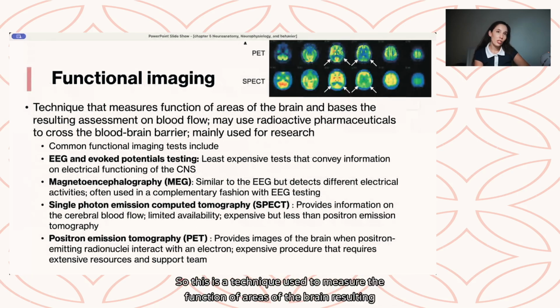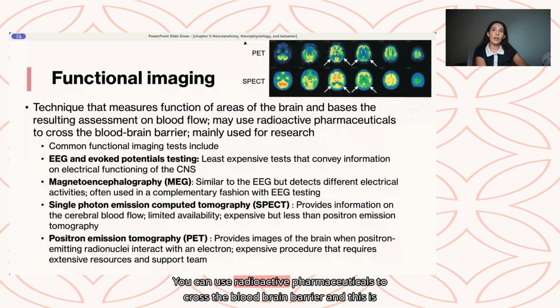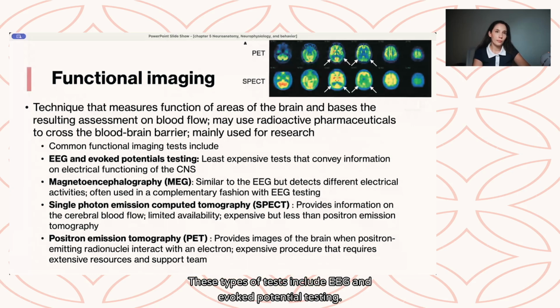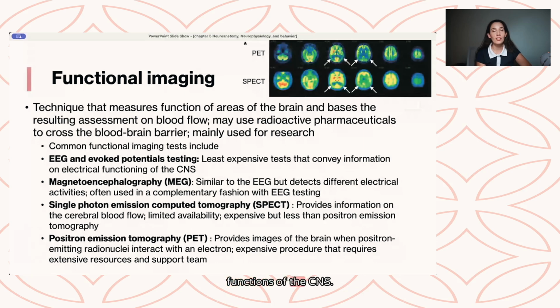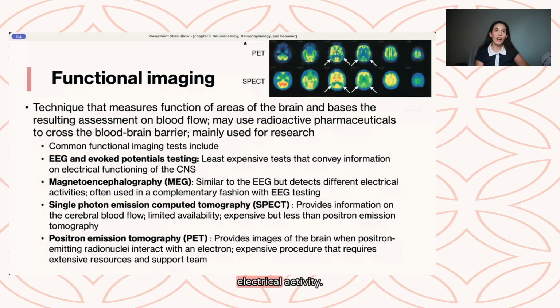Then we have functional imaging. This is a technique used to measure the function of areas of the brain due to the blood flow. It looks at the blood flow to figure out where the more active parts are. You can use radioactive pharmaceuticals to cross the blood-brain barrier, and this is mainly used for research. These types of tests include EEG and evoked potential testing. This is the least expensive test that conveys information of electrical functions of the CNS. There is magnetoencephalography, which is similar to an EEG but detects different electrical activity. It's often used in complement with an EEG.